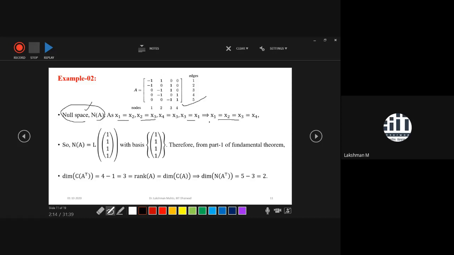If you take any one of those, take a simple value. So you are getting your null space. The null space is just a scalar multiplication of one vector having entries 1 1 1 1. So that means the basis of the null space of A is a single vector having entries 1 1 1 1. That's where the dimension of this null space would be 1.